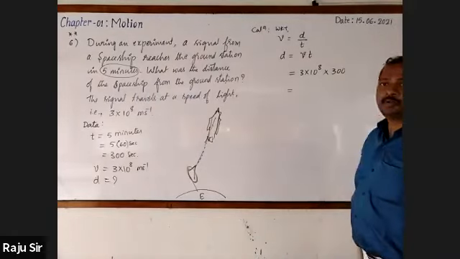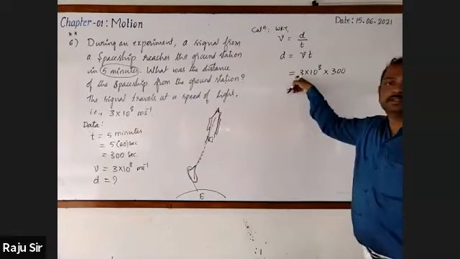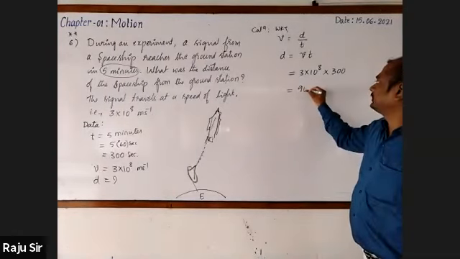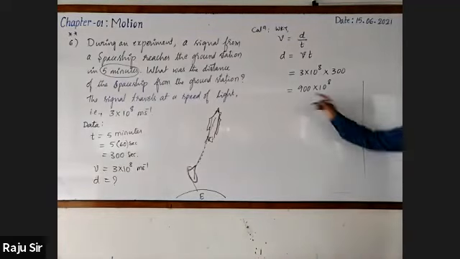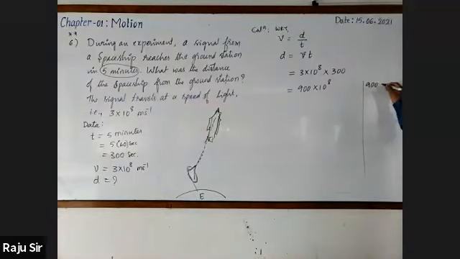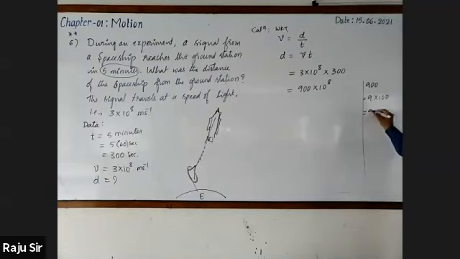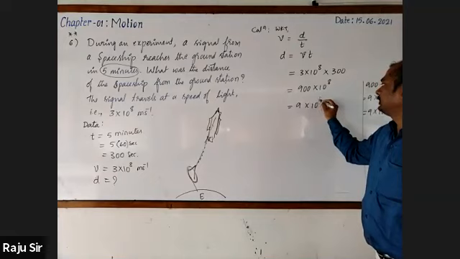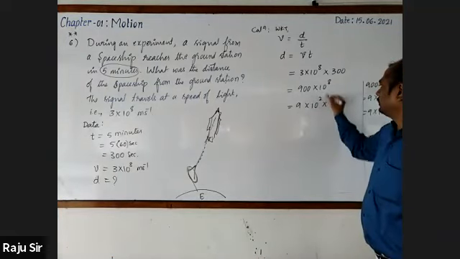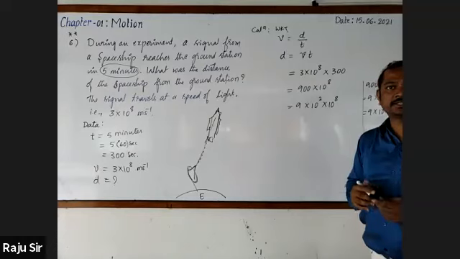You may multiply this. 300 into 3 is 900. 900 into 10 raised to the power 8. Just look at it. Here 900 is there. 900 can be written as 9 into 100, and 100 can be written as 10 square. So I'll write 900 as 9 into 10 square, into 10 raised to the power 8 as it is.